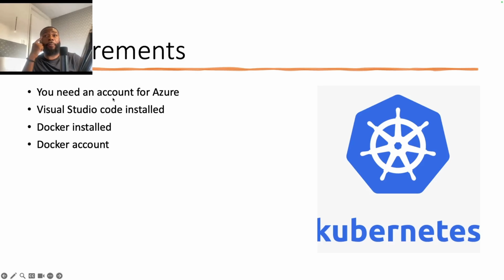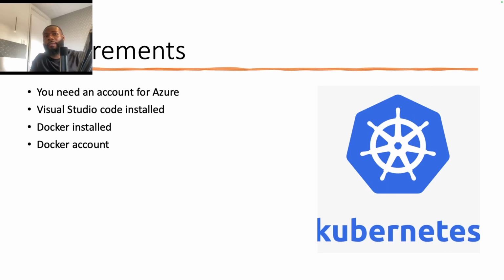So the first thing is the requirements. What do you need to be able to go along with this tutorial? The first thing you'll need is an Azure account. We're going to be using Azure Kubernetes Service, so you need an Azure account. The second thing is you need Visual Studio Code installed, or any editor of your choice. I'm going to be using Visual Studio Code, so it's probably easier if you get that one, but if not, that's okay.